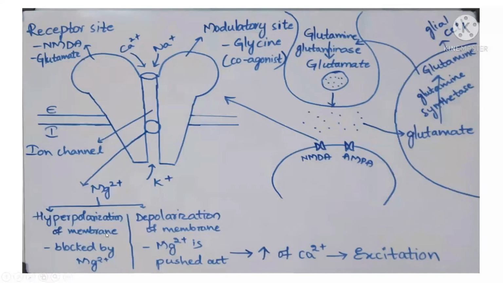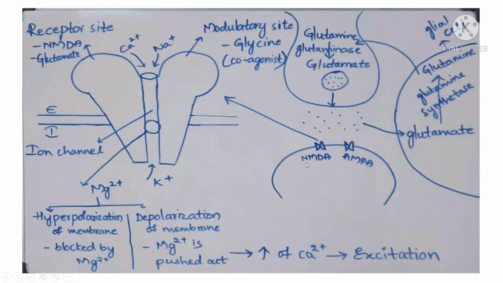Here you can see, during the hyperpolarization of the membrane, the magnesium blocks this channel. If you study the action potential, you'll get an idea. Whenever the stimulus comes, first there will be a resting state, and then there will be a depolarization, then repolarization, then hyperpolarization. So whenever this postsynaptic membrane is in the hyperpolarization state, the magnesium will be blocking this ion channel.